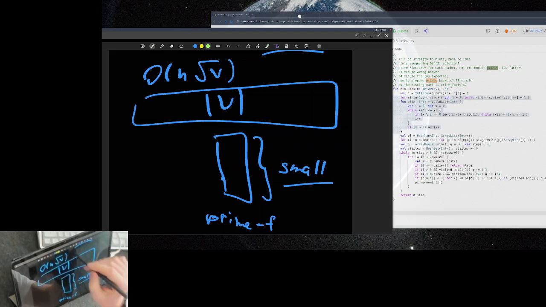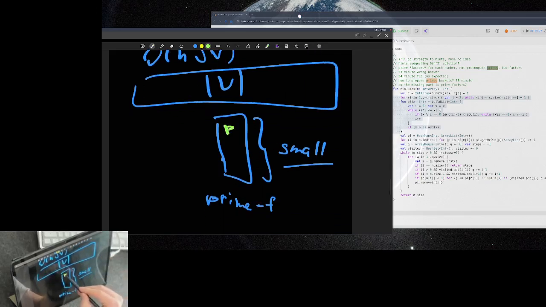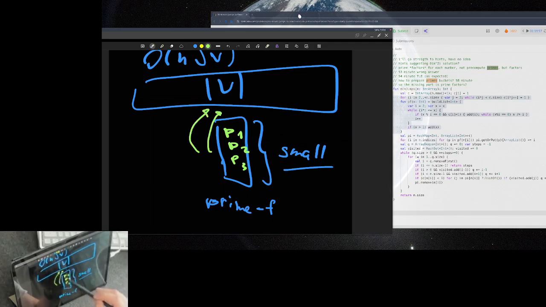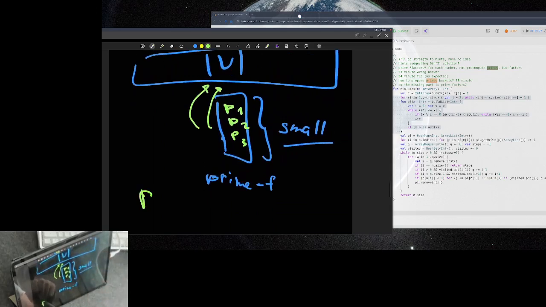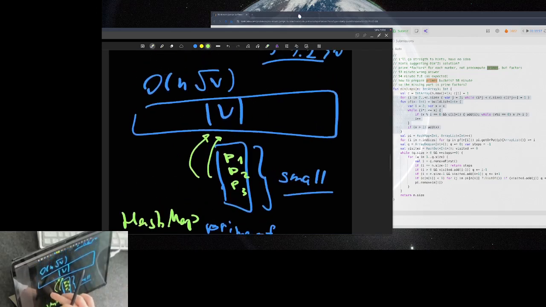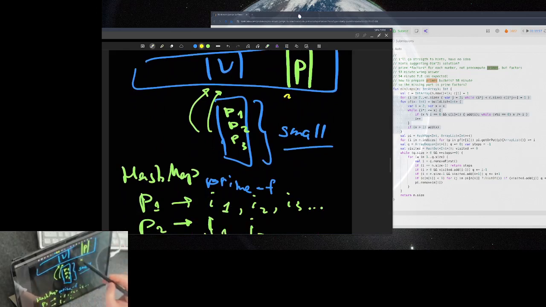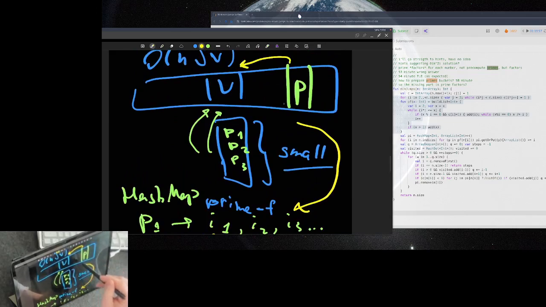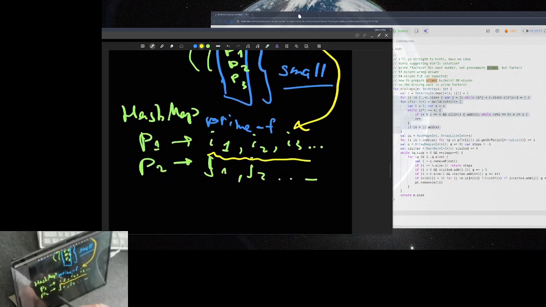Now basically we have a list of primes p1, p2, p3 that can point to this v. We can put it in a map, so basically group by prime: p1 points to some positions i1, i2, i3, and so on, and p2 points to j1, j2, and so on. This is basically a hashmap. Now, if some value has a prime, we can look at this hashmap and find all the indexes that are reachable from this prime, because of this preparation step.